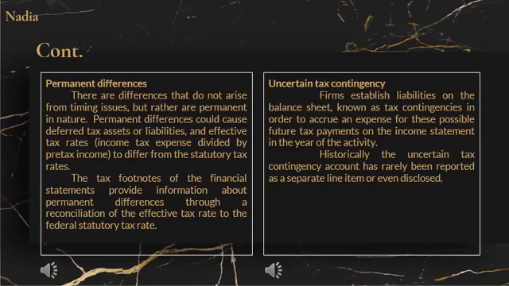Although the uncertain tax contingency account is included among the other liabilities on the balance sheet, it has rarely been reported as a separate line item or even disclosed. However, since 2007, a new financial reporting standard has required firms to disclose the balance of the tax contingency in their financial statement footnotes.